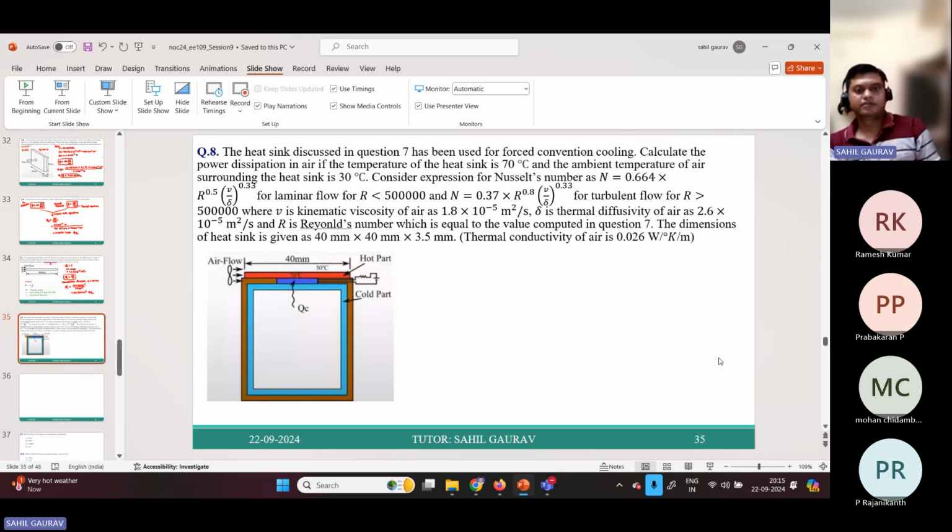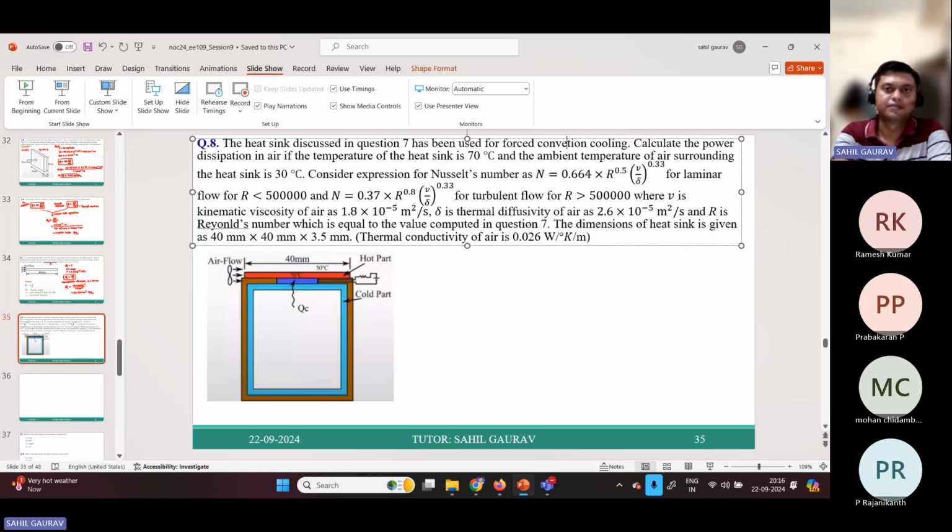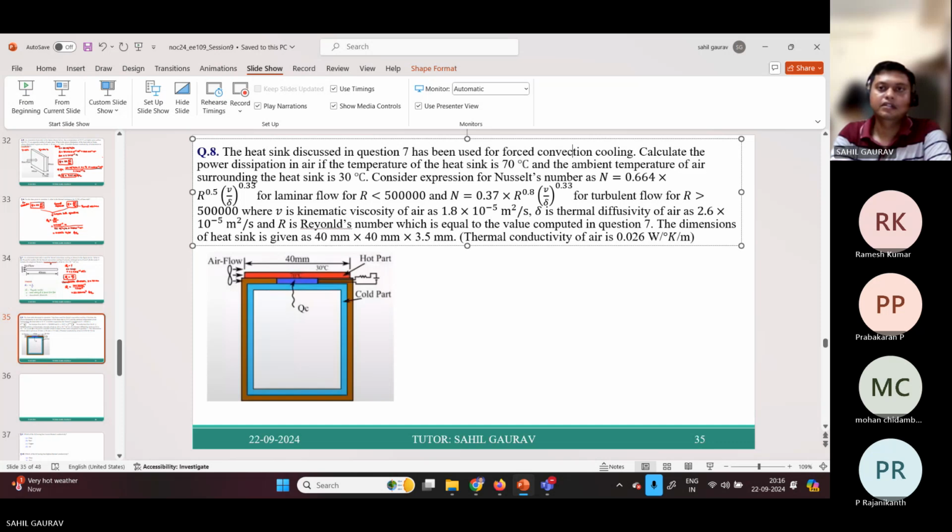Question number 8. The heat sink discussed in problem number 7 has been used for forced convection cooling. Calculate the power dissipation in air if the temperature of the heat sink is 70 degrees Celsius and the ambient temperature of air surrounding the heat sink is 30 degrees Celsius.